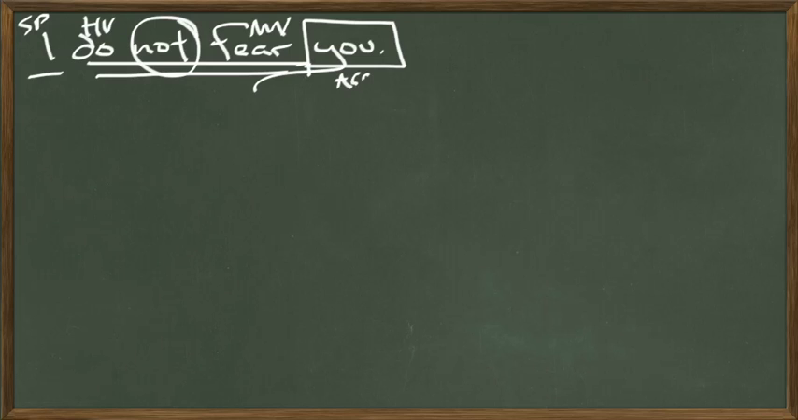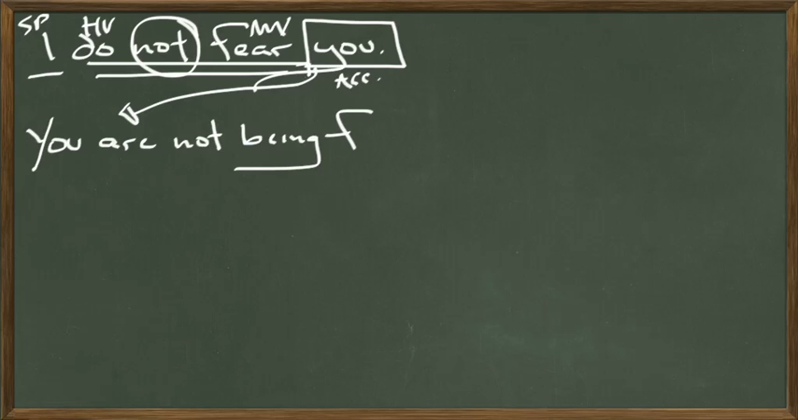Direct object, accusative case. To make this passive, we're going to move you to the subject position and say, you are not, you can add being if you want, you are not being feared, or we could just say you are not feared. You are not feared by me. We can't say you are not feared by I. That doesn't work. That's not proper English. You are not being feared by me, or you are not feared by me. Either way, it sounds awful compared to the active voice. I like active so much better.